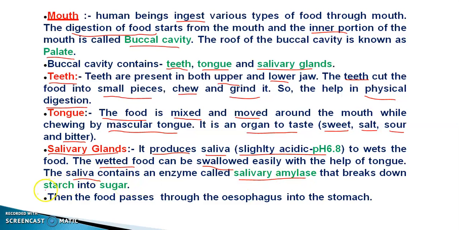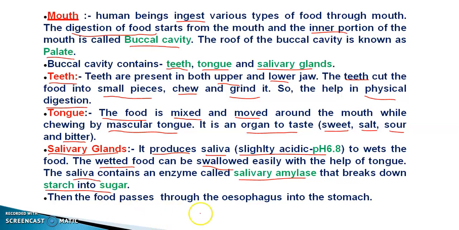Now keep in your mind, in our mouth only carbohydrate gets partially digested, unlike the other food materials like protein and fat. So only carbohydrate starts its partial digestion in our mouth.